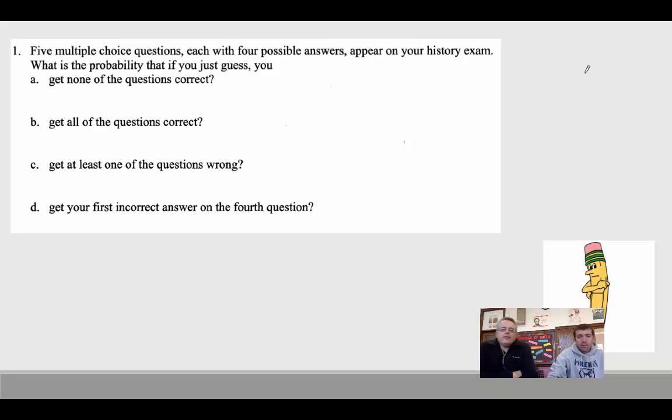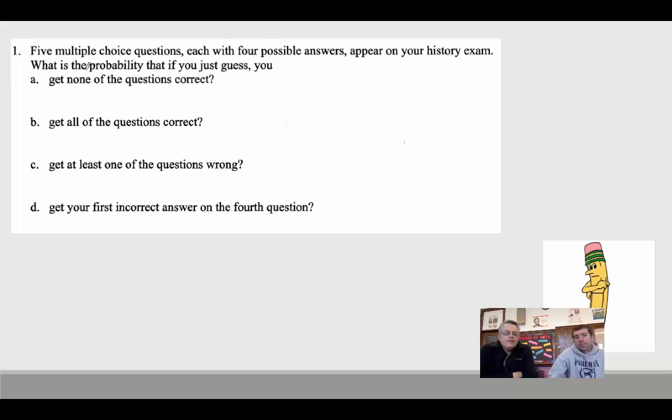All right, Mr. Lewis, what do we got for problem number 1? All right, we have 5 multiple choice questions, each with 4 possible answers. And we want to know the probability that if you just guessed, what's the probability you get none of the questions correct? Oh, that would stink. Yeah. It's over for at least 1 or 2. Right. All right, so, well, we have the intersection of 5 events.